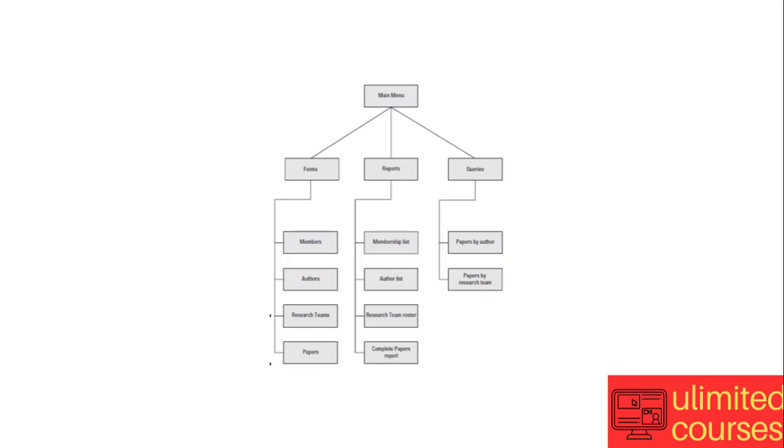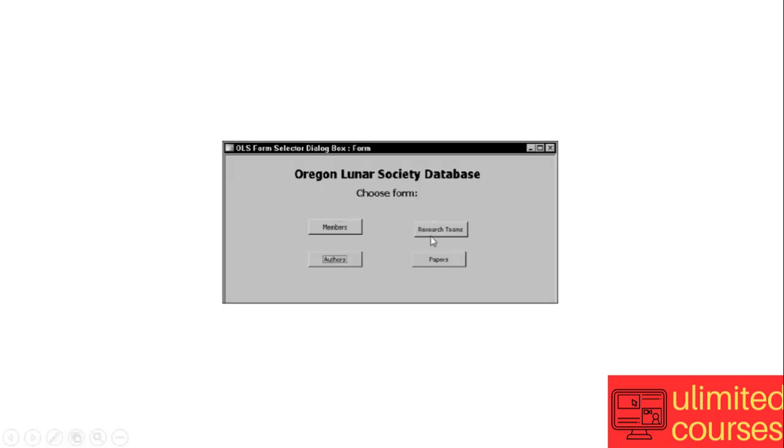The tools for building forms, reports and queries vary from one DBMS to another. So, I won't go into detail on how to do it here. As an example of what one of the forms on the second level of the hierarchy might look like, this figure shows one possible form for selecting one of the four forms used to view, enter, modify or delete records from the members, authors, research teams and papers tables. Similar forms for reports and queries would also be on the second level.